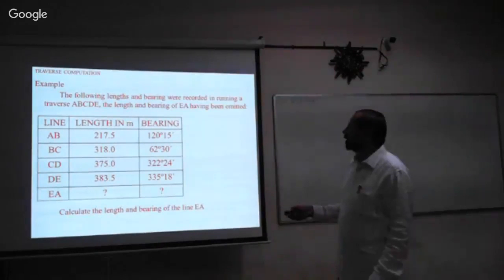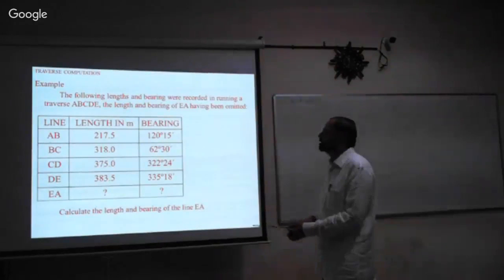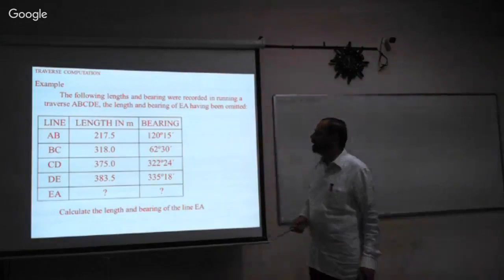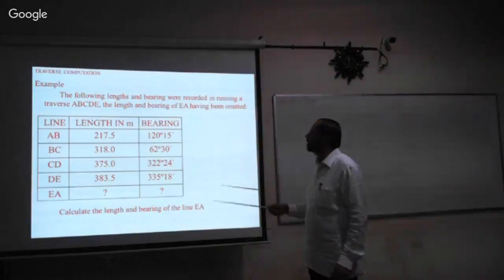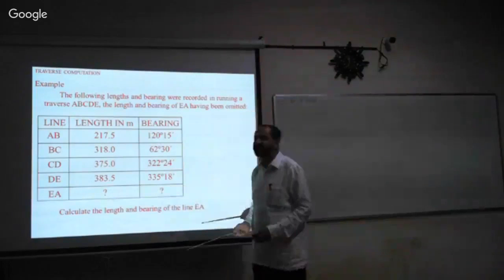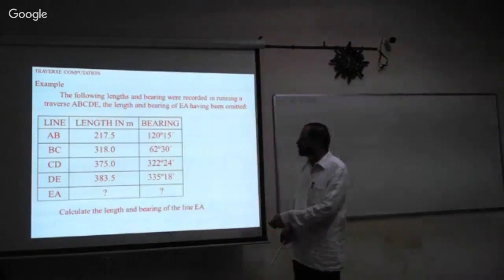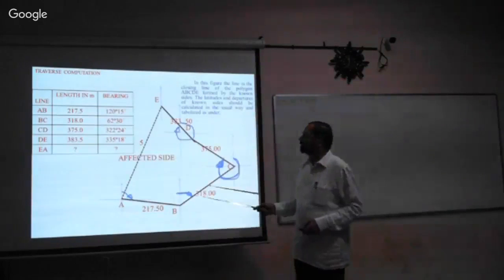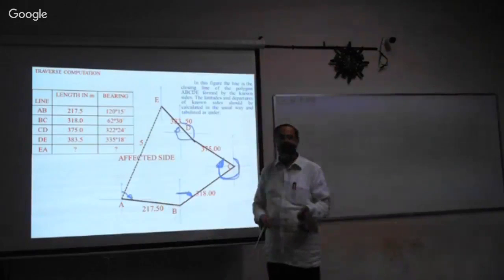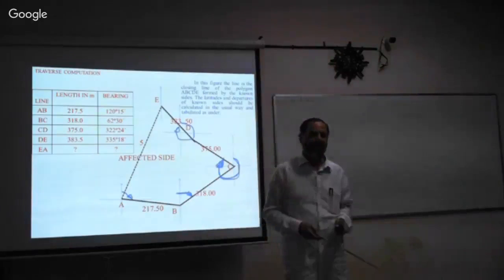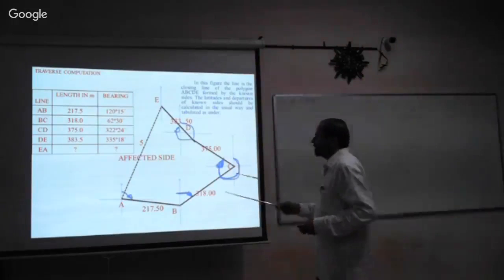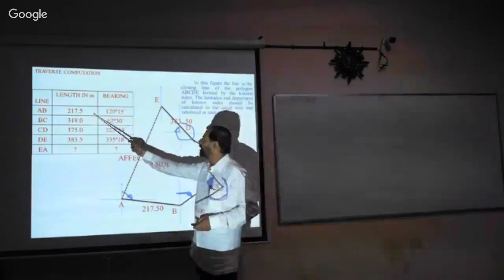Now, one example of this: the following lengths and bearings were recorded in running a traverse ABCDE. The length and bearing of line EA have been omitted. We have discussed this and solved this problem in the previous class. It is better if you plot the traverse. Now, remember, you have to plot it proportionately, that is according to the lengths and bearings.